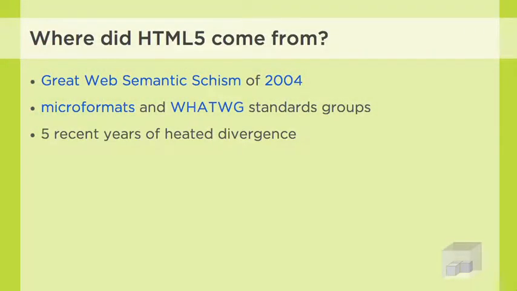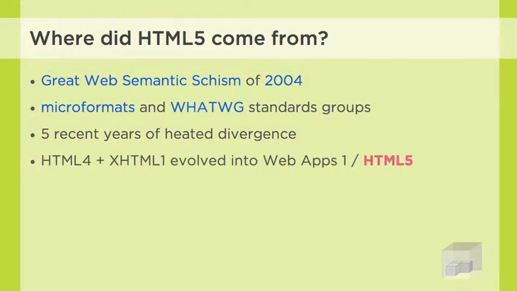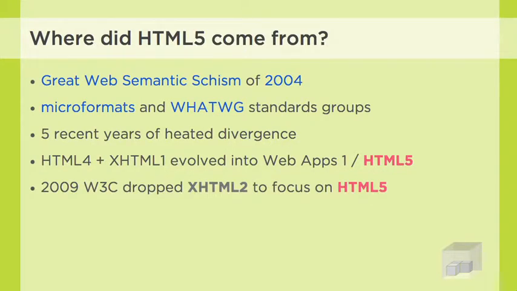So basically for 5 years, we had heated divergence between the directions that the web development and design community was taking with microformats, the direction that the browser makers were taking with the WHAT working group, and the W3C. Finally, in 2008 and finally in 2009, the work started to converge. The W3C brought in the WHAT working group work and decided to call it HTML5. So this evolution was really good to see because people could see that, okay, well, at least there's hope for some sort of convergence. In 2009, the W3C finally agreed to stop development on XHTML2 and focus on HTML5.